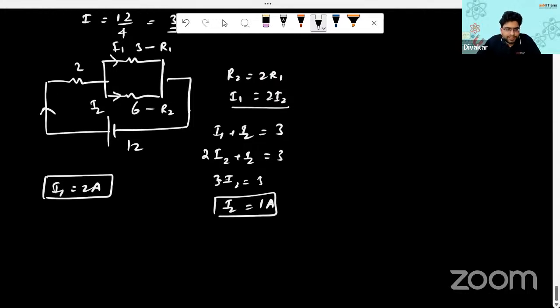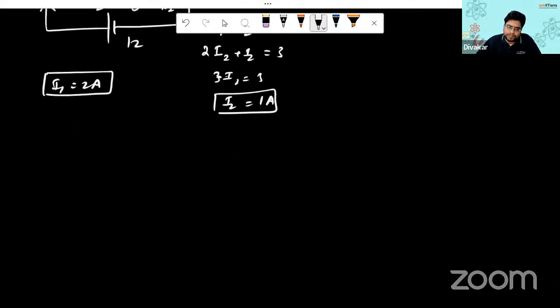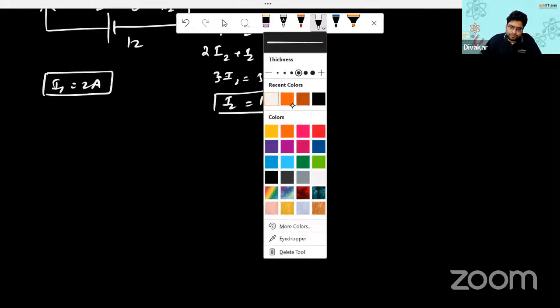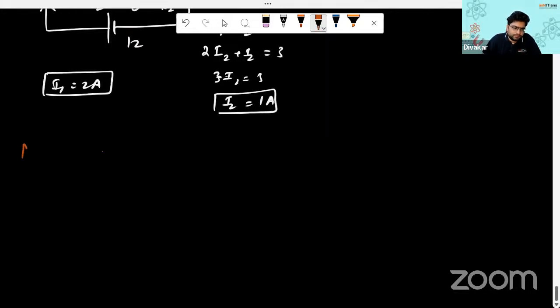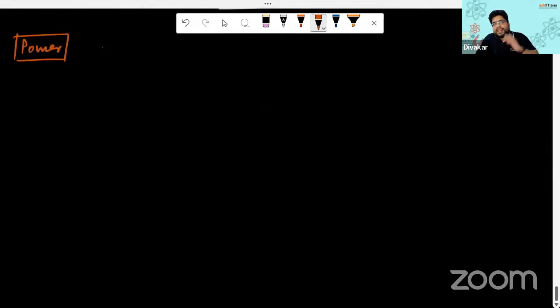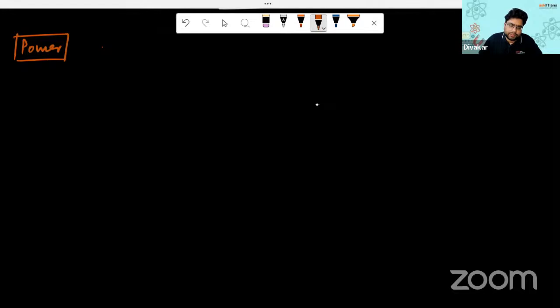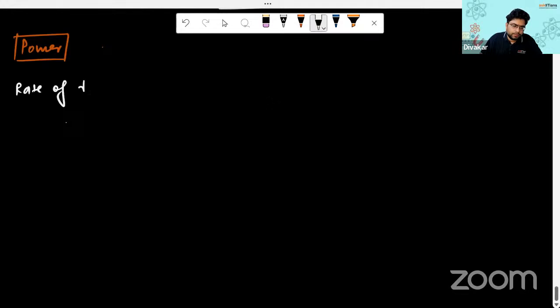Last but not the least is the topic of power. So what is power? Power is rate of doing work. Again, see, the rate term is coming back. Rate of flow of charge, rate of change of displacement, rate of change of velocity, rate of doing work. Rate of doing work is power.